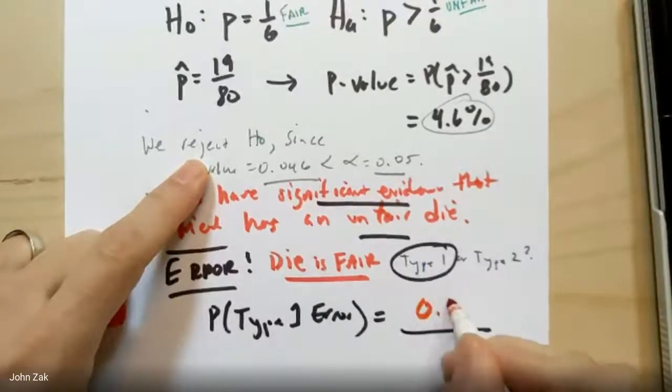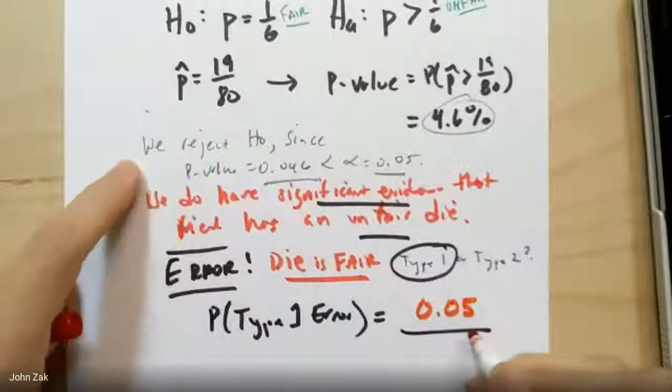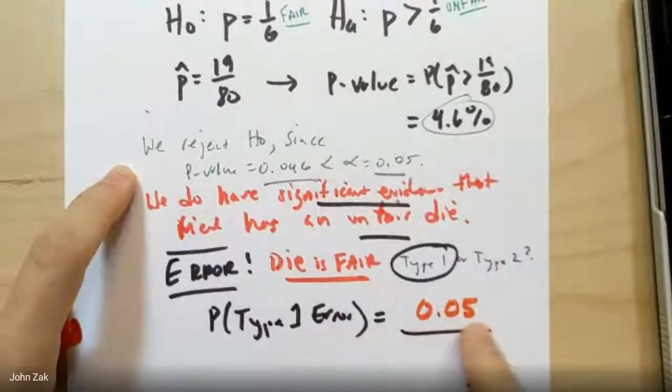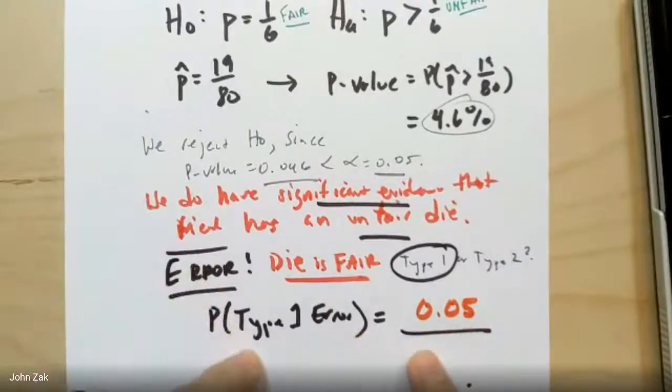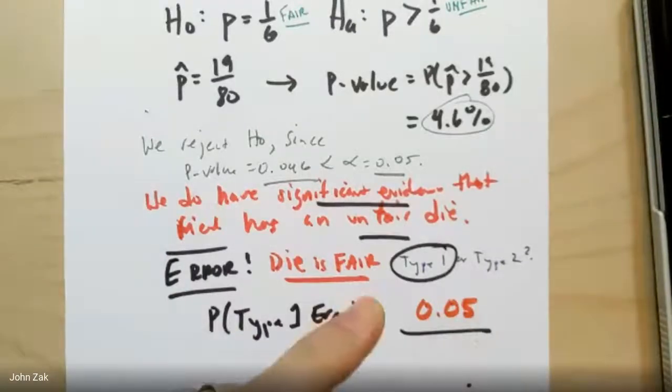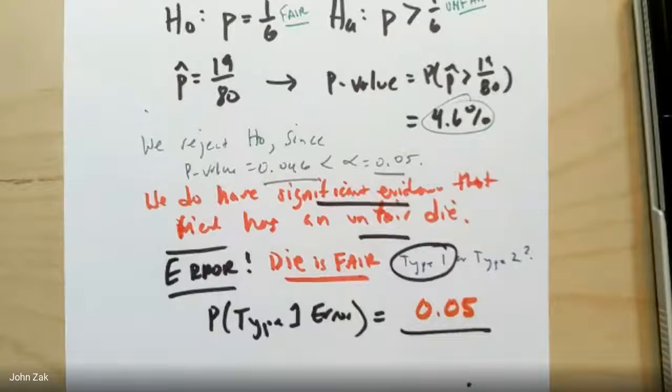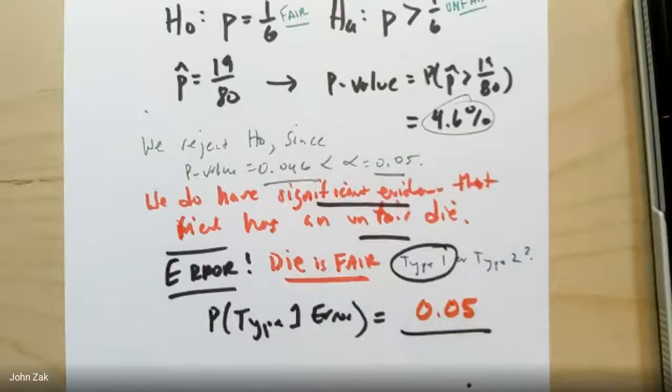And the answer is 5%. There was a 5% chance of us making a type 1 error here. Who can tell me why there was a 5% chance of us making this type 1 error? Why was it 5%? That's such a specific number. Kate makes it very clear. Noah does as well, because alpha represents the chance of making a type 1 error. It's because our alpha was 5%, right?